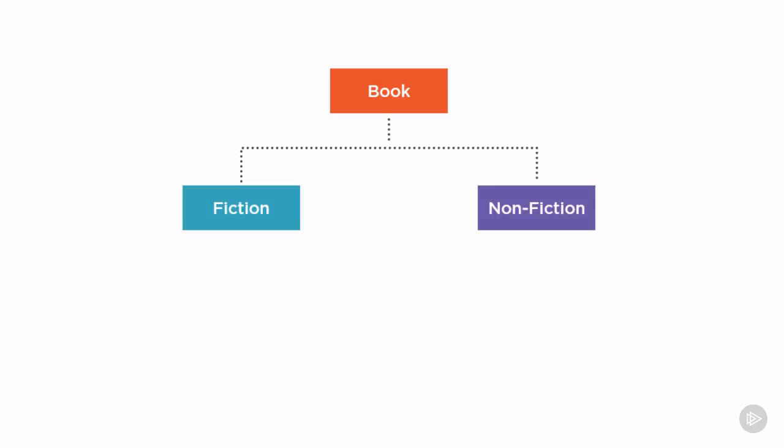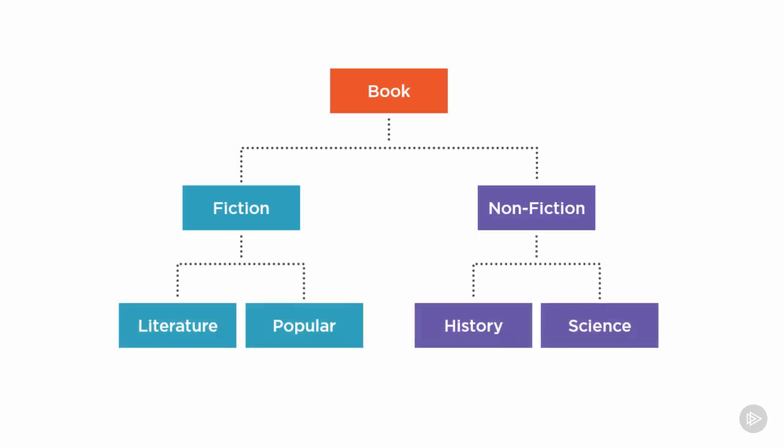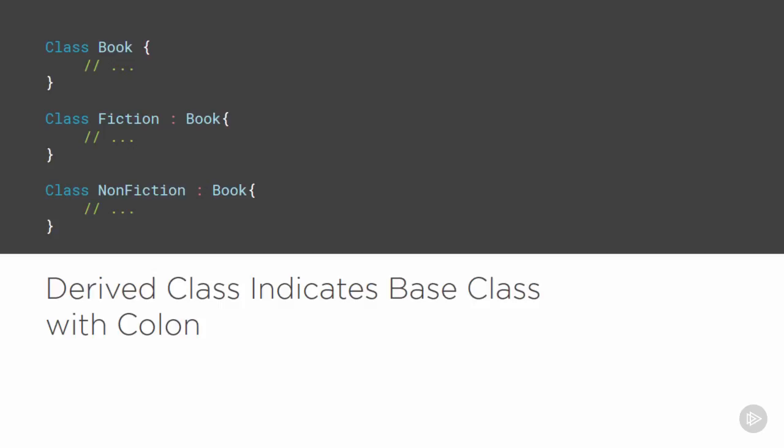So if we look at a book, and we look at the classes that derive from a book, non-fiction books and fiction, fiction is a book. And if we derive literature and popular, literature is fiction, which is a book. That's the is-a relationship. We indicate a derived class with a colon followed by the base class. So here we have a class book, and derived from it is fiction, which derives from book, and non-fiction, which derives from book.